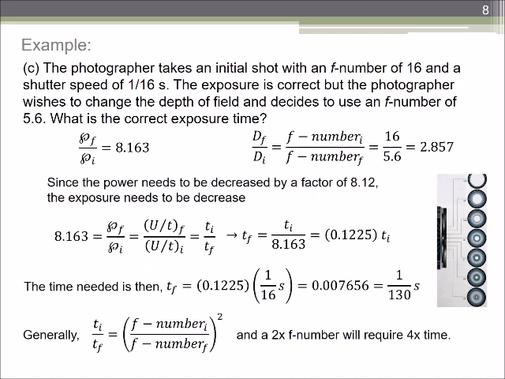This then gives us a general relationship that the ratio of the times is equal to the ratio of the f numbers squared. And since we've derived this equation, this is now an equation that you can use and write down. It's a general equation. So generally, a 2x f number will require 4x the amount of time.